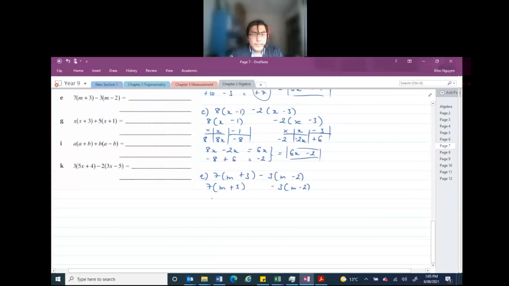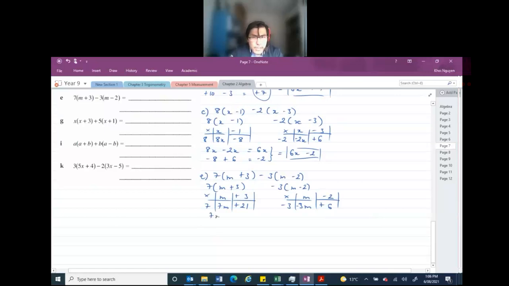So we have 7 on the outside, m plus 3 on the inside. Seven times m is 7m. 7 times plus 3 is plus 21. Negative 3 on the outside, m minus 2 on the inside. Negative 3 times m is negative 3m. Negative 3 times negative 2, negative and a negative is a positive, 3 times 2 is 6.